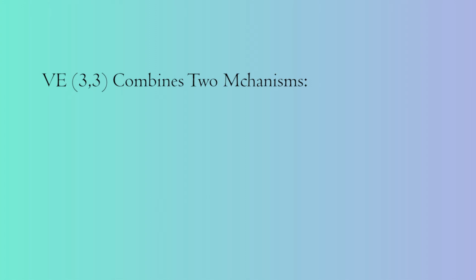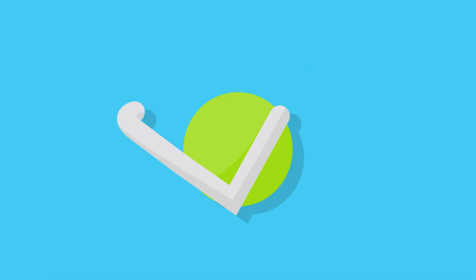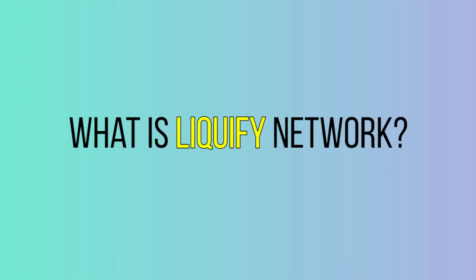VE33 is a combination of two mechanisms. The VE mechanism means vote escrow, which is similar to the Convex and Curve protocols. 3,3 is a model by Olympus DAO. Combining both models becomes VE33, which encourages users to lock tokens into the pool, and in return, users earn fees as an incentive. Now, coming back to Liquify Network.